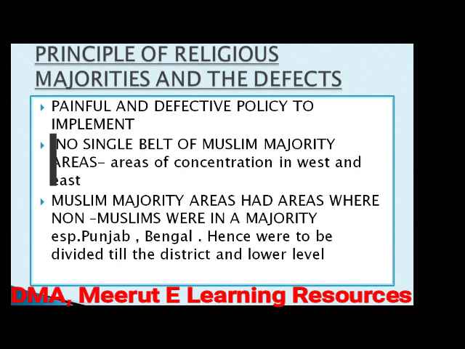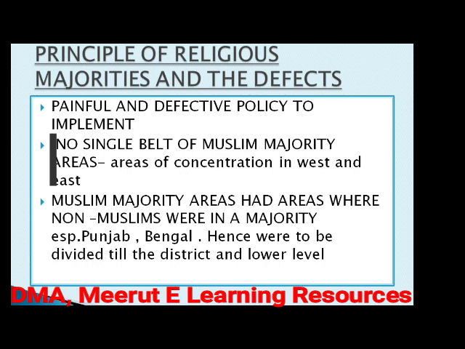There are certain communities which have an entire population of a different community, and we have included it in West Pakistan, and likewise the similar thing must have happened in India also. We had pockets of areas which had an entirely Muslim population. So we need to see there are no single belts of Muslim majority areas of concentration in West and East. So you understand there is West Pakistan and there is India in the middle and there is East Pakistan. How does West Pakistan communicate with its part of the territory which has India in the middle? Will India permit other countries to walk into its own territory and move into East Pakistan? How do they manage? Muslim majority areas had areas where non-Muslims were in a majority, especially in Punjab and Bengal.